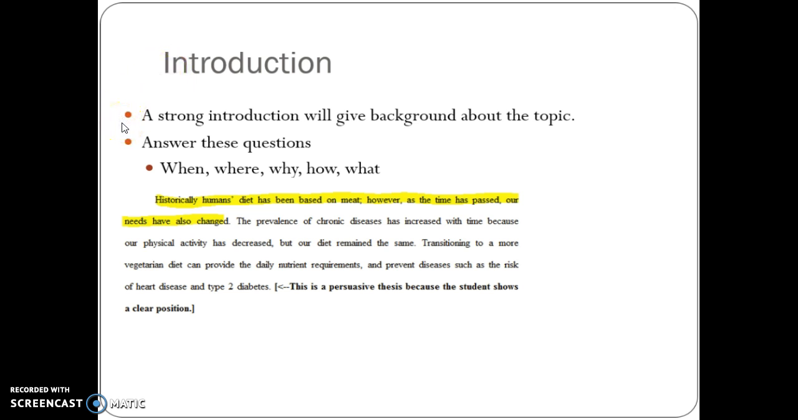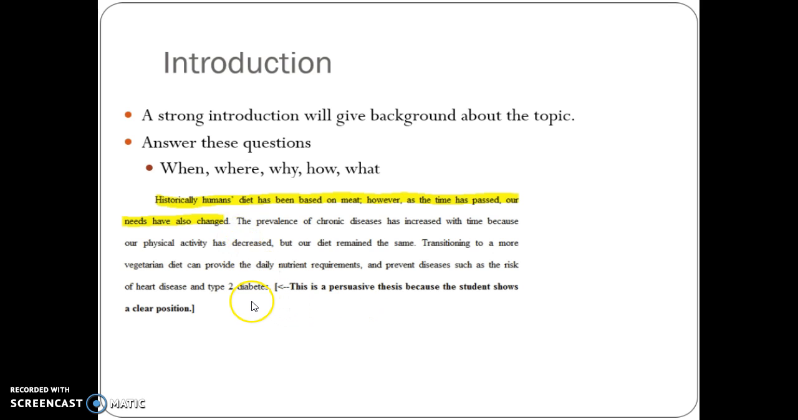It gives us background about the topic and should answer the questions when, where, why, how, and what. So this first sentence is critical in the introduction. Let's read what this author stated. "Historically, humans' diet has been based on meat. However, as time has passed, our needs have also changed." So we know automatically the author is going to talk about our food diet.